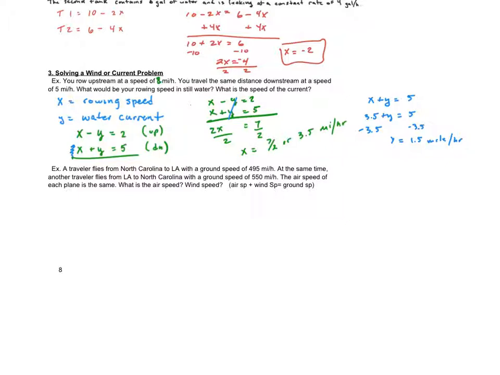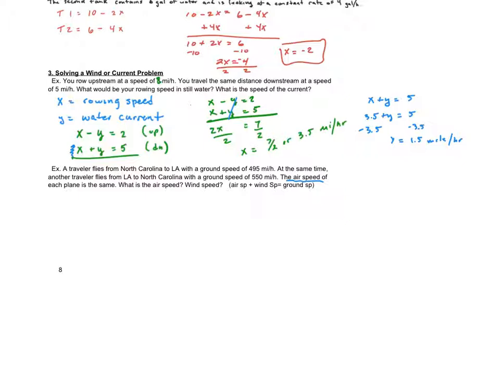And as we look at this next example, it's going to be air, but I think we can apply the same principles. So a traveler flies from North Carolina to Los Angeles with a ground speed of 495 miles per hour. At the same time, another traveler flies from Los Angeles to North Carolina at a ground speed of 550 miles per hour. Sorry, the airspeed of each plane will be the same. What is the airspeed and wind speed?